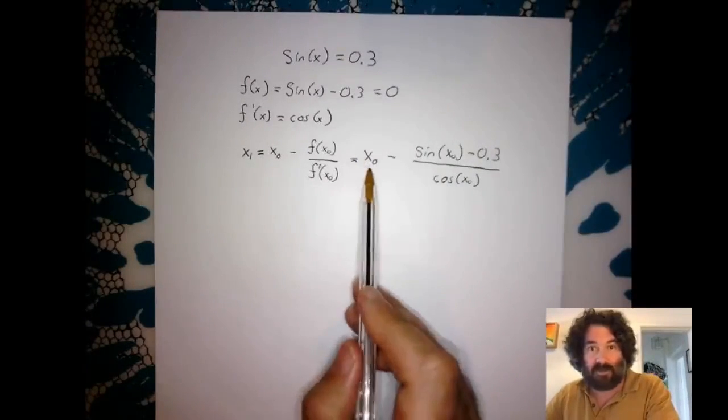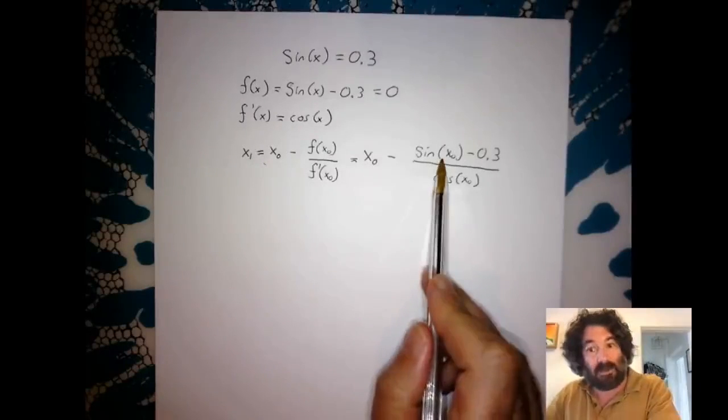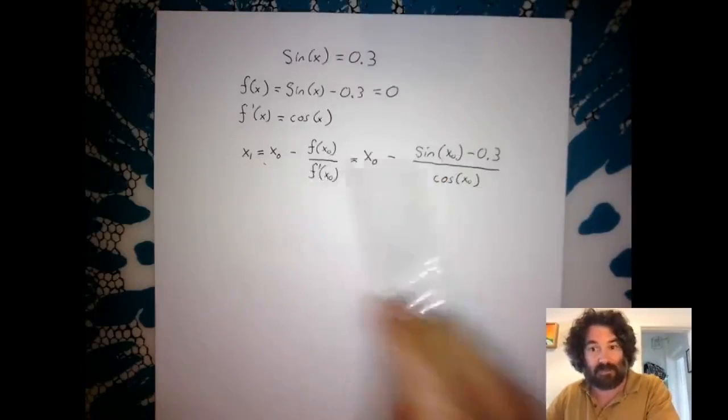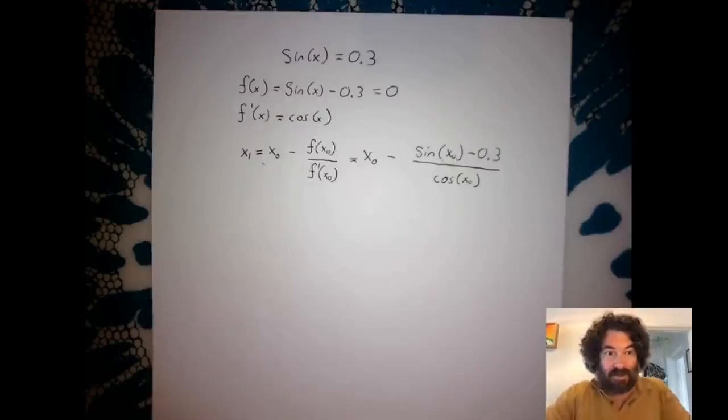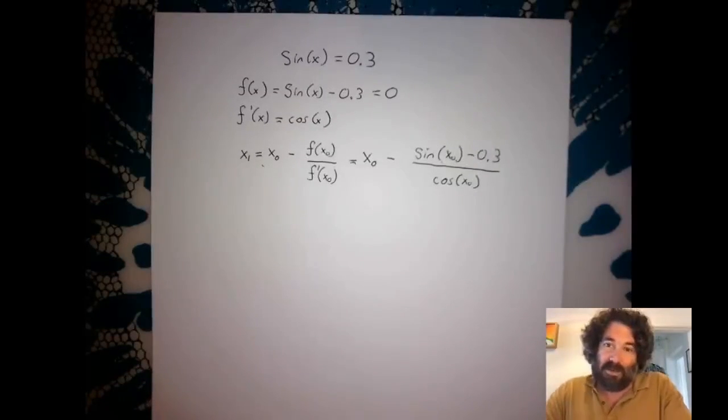And so we go from x0 to x1, and then you plug x1 back in for x0, and you just keep doing it. You do it iteratively, and this can give us an estimate. So I'm going to demonstrate how this works. You can do it by hand.